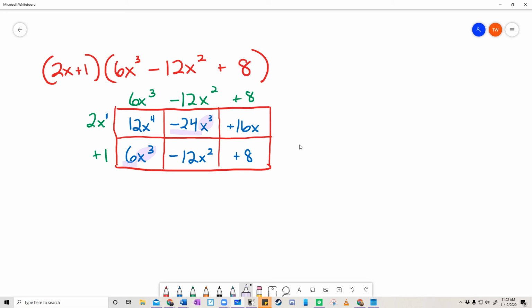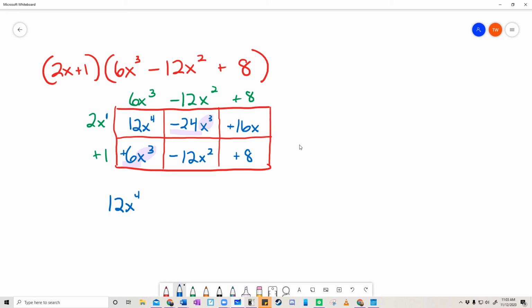So negative 24 plus 6. This is a positive 6x to the third. So I like to write it in descending exponent order. I like to put my biggest exponent term first. So 12x to the fourth is my biggest exponent term.